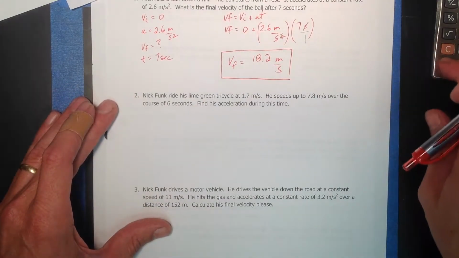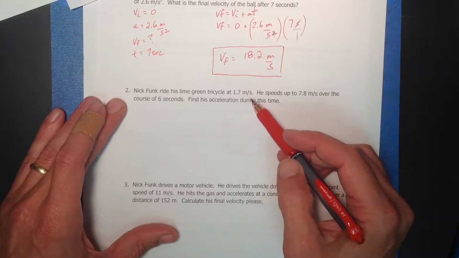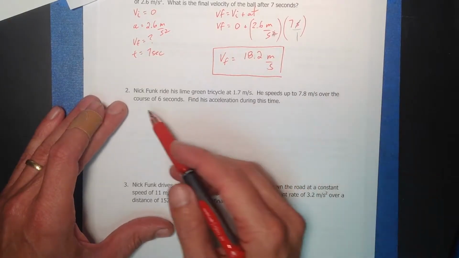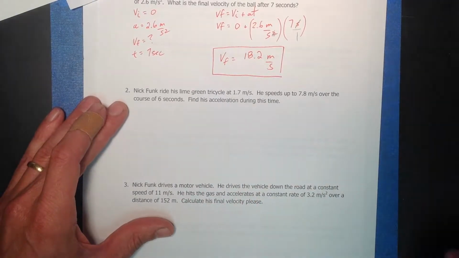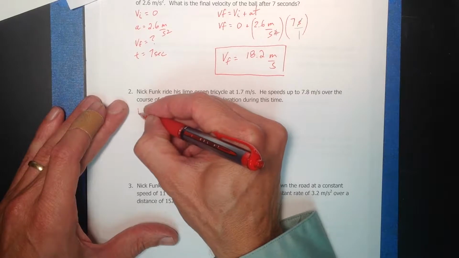Second one goes like this. Nick Funk rides his lime green tricycle at 1.7 meters per second. He speeds up to 7.8 meters per second over the course of 6 seconds. Find his acceleration during this time. And choosing the formula, as I've said, is often the more difficult part.